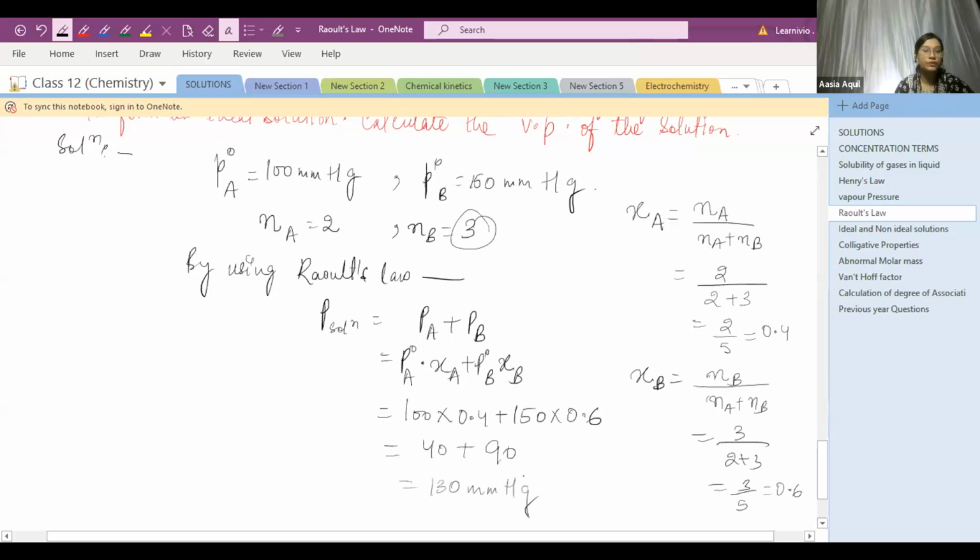So what is the vapor pressure of the solution? The vapor pressure of the solution is 130 mm of Hg. Got it? Yes, sir. Just write down the solution.